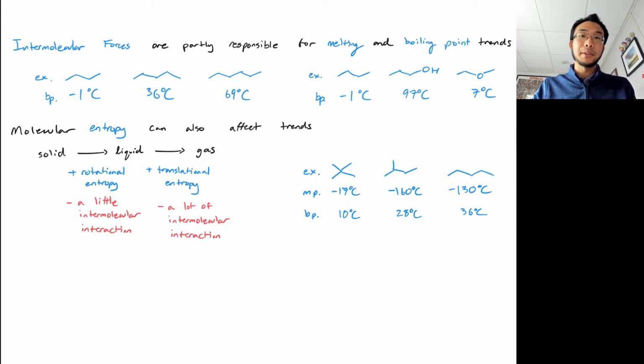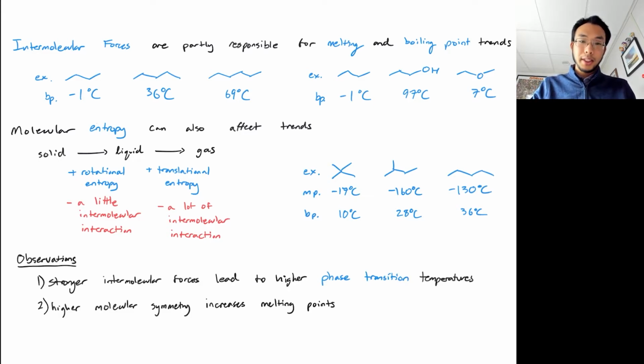It has to be really high in temperature for there to be enough entropy gained to override the intermolecular forces lost. So that's not the case for these two molecules because they don't have as much symmetry, so that means they gain a lot more entropy as they go from solid to liquid, so then it happens at a much lower temperature. Generally speaking, the trends we'll see are that stronger intermolecular interactions and forces will lead to higher phase transition temperatures. And then, of course, as we just looked at, the higher the symmetry of a molecule is, the higher its melting point will be.